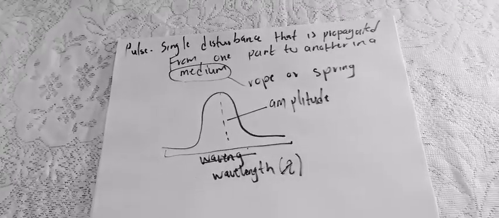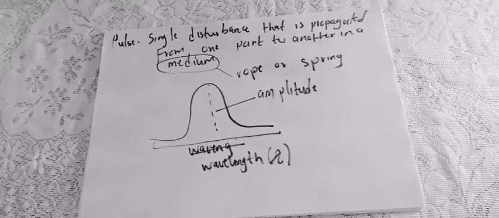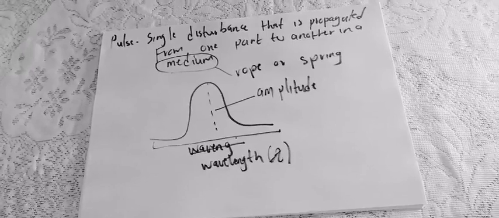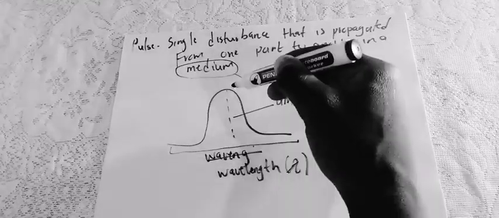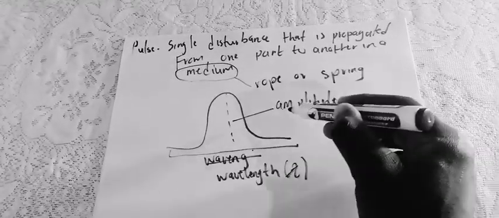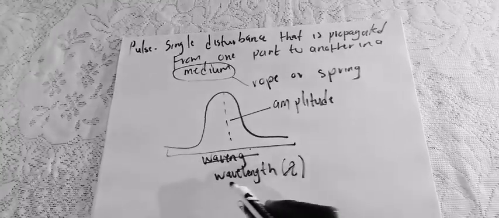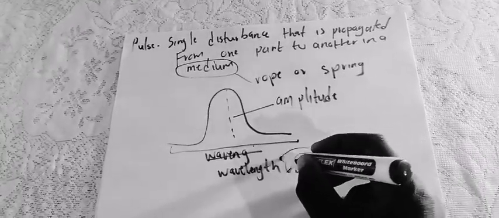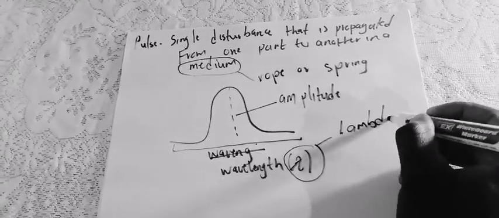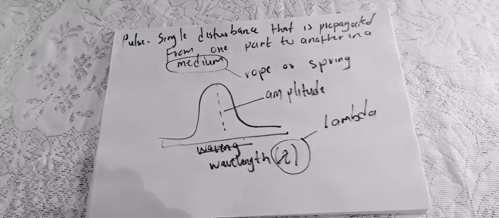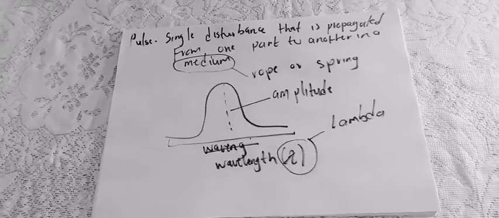The amplitude is the maximum displacement of the particles of a medium from its equilibrium position. So that's the definition of the amplitude. And the wavelength, its definition, is the distance between 2 points that are exactly in phase, and that symbol there is called the lambda. So that's what we've covered.